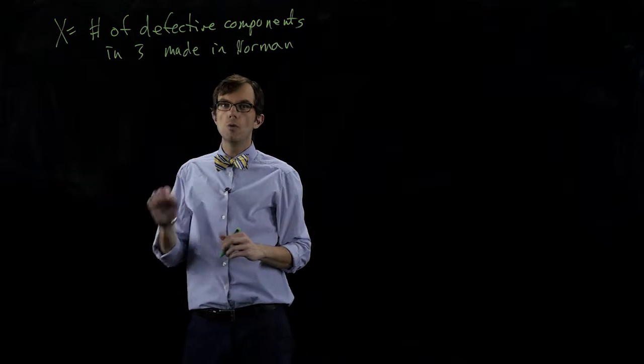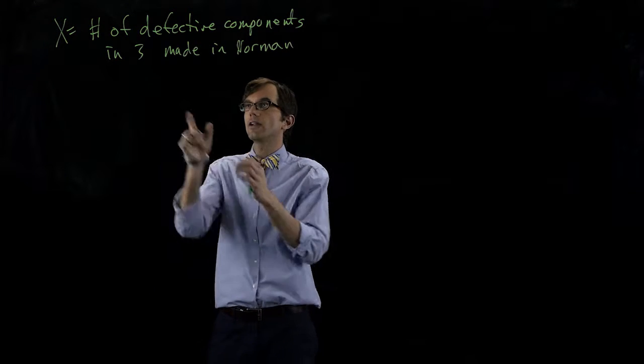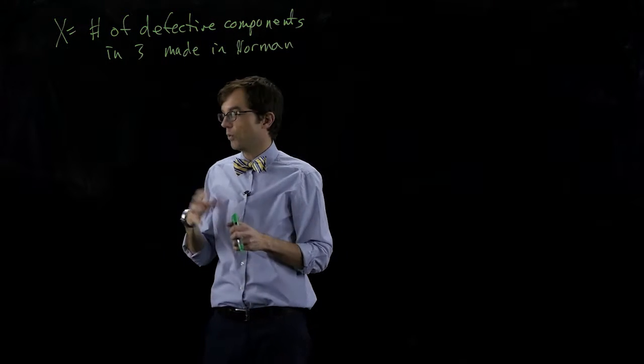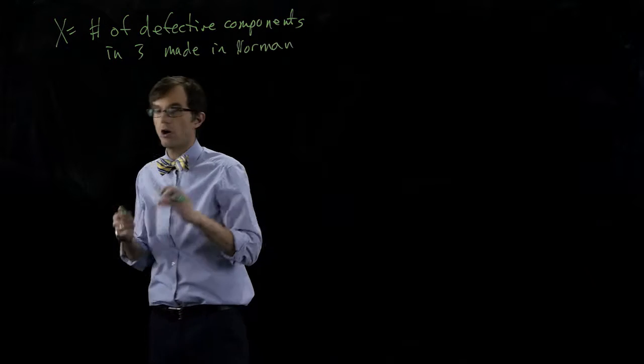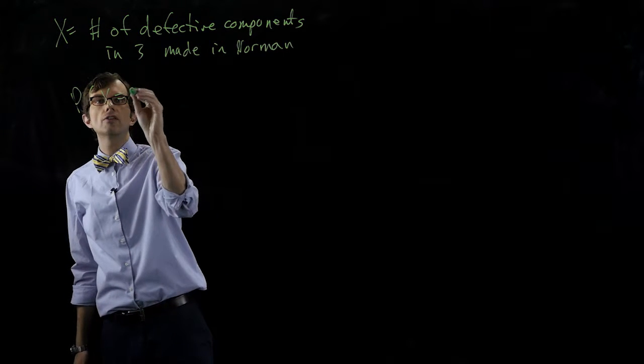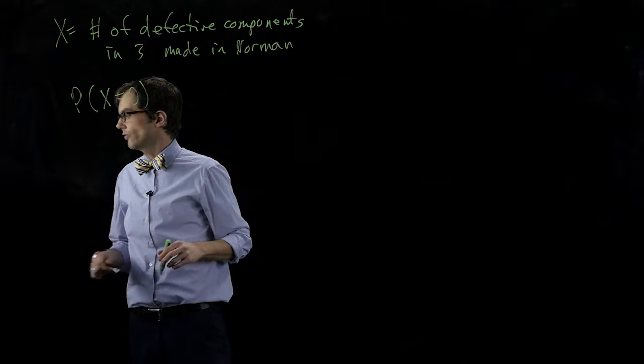So we want to know what's the probability that we pick 0 out of those 3 that are defective, because we want to accept these if there are no defectives. So what's the probability that x takes on the value 0? That is, we see no defects out of those 3.